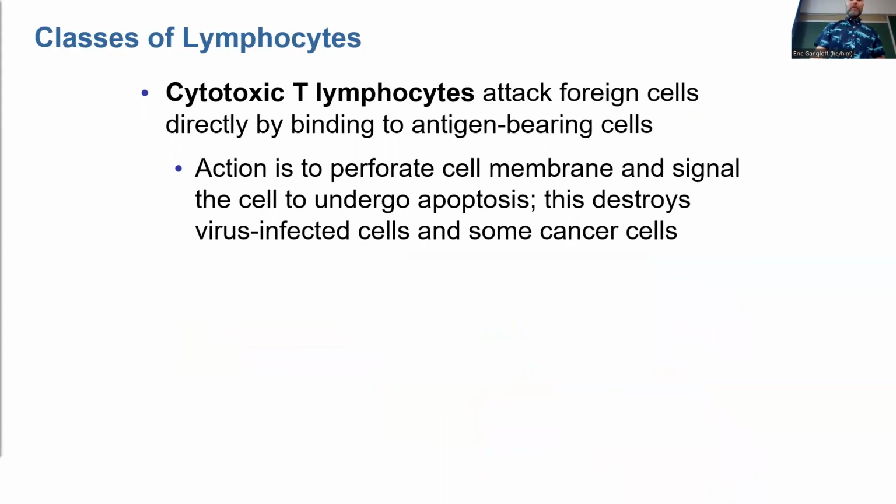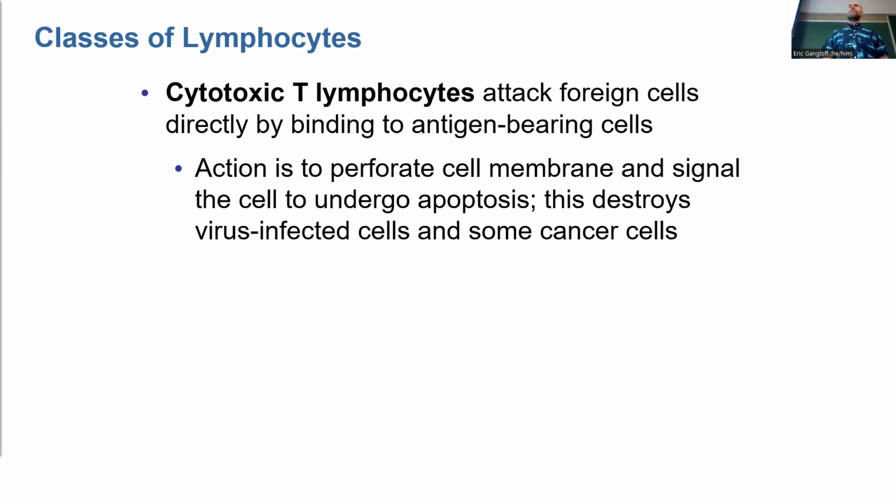Cool. I'm going to talk very broadly about a couple different lymphocytes. The first is what's called a cytotoxic T lymphocyte. These are lymphocytes that mature in the thymus, as you know, because they're T lymphocytes. And what they do is they attack foreign cells directly because they can recognize specific markers on the outside of the cells called antigens, right? They basically engulf the cell, release some chemicals that perforate the membrane, and they basically convince the cell to destroy itself.